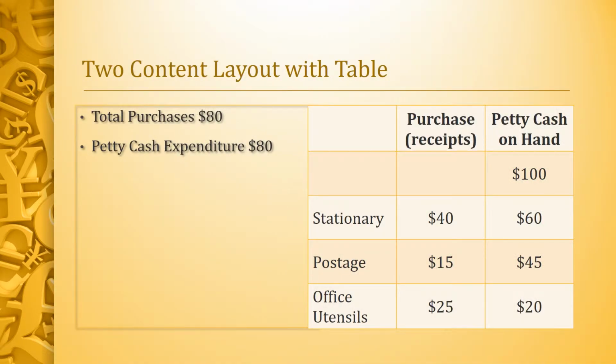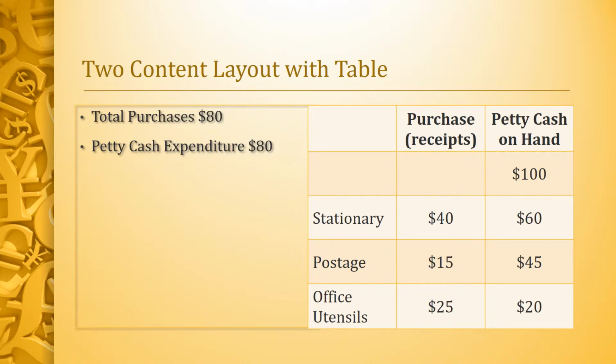In the table we can see the purchases that have been validated through the collection of receipts and the current petty cash on hand. If we add up the total purchases, we get $80 from our petty cash, and we can calculate that our petty cash expenditure is $80. Hence, the amount we have to debit the petty cash account and credit the cash account is equal to the expenditure amount of $80.